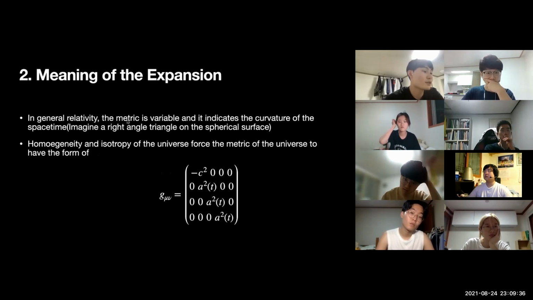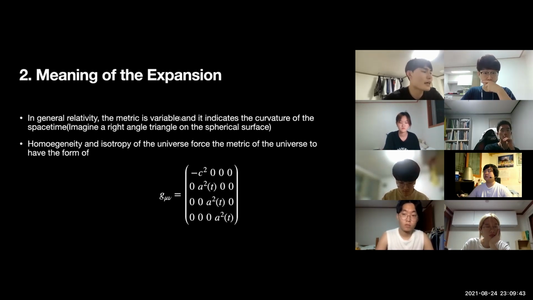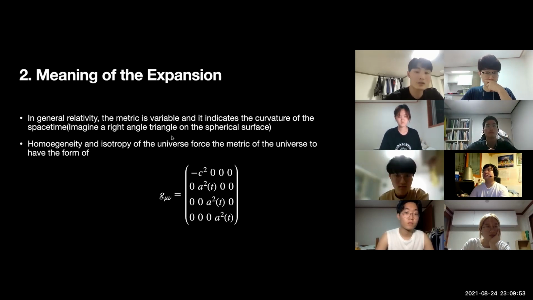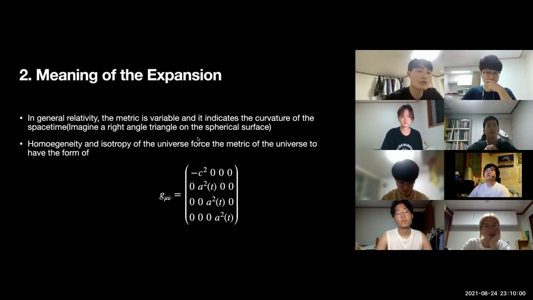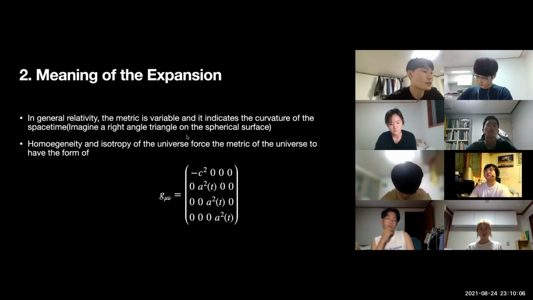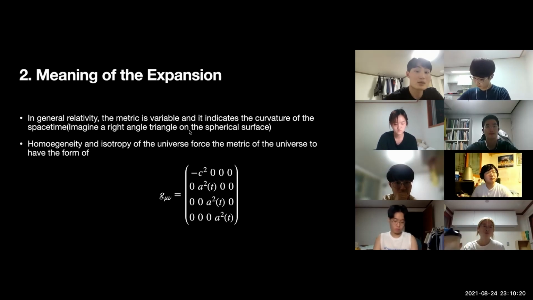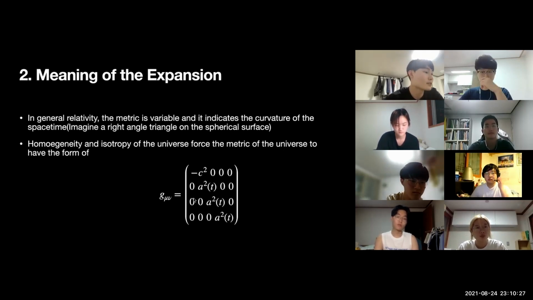And in general relativity, the metric tensor is not fixed to this form. It is variable. And the metric tensor indicates the curvature of space-time. To understand this, you can imagine a right-angled triangle on a spherical shell. On a flat plane, the sum of the inner angles of the triangle is 180 degrees, and the Pythagorean theorem holds. But for a triangle on a spherical surface, the Pythagorean theorem does not hold. So the equations that express the distance should be changed in curved space, and that is included in the metric tensor.